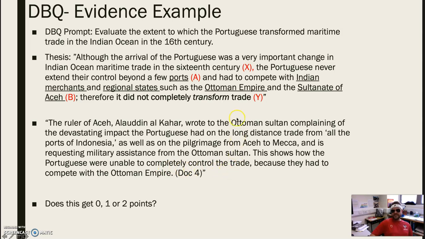And the other key part here is it ties back to their thesis, right? It shows how they're not able to completely control the trade because they had to compete with the Ottoman Empire. So it ties back to the thesis, but also to the claim B, right? We have a couple of claims here, A and B, and this ties back to claim B. So you want to make sure that when you're writing that, you're being very clear on what you're trying to tie it to, and you're always tying it back to your thesis, every single one that you do, all right? And so this right here is how you get the evidence. This is the evidence portion. Pretty easy. Now we're going to move on to the analysis sourcing portion.